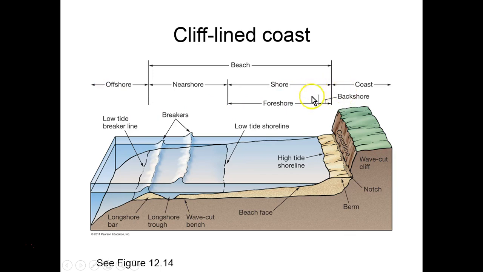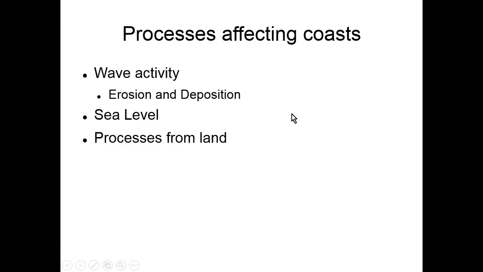Now the coast is going to be everything that is above water that extends to as far as it's affected by ocean conditions. Okay, so what kind of processes affect what the coastline looks like? There are three main categories: waves, sea level, and processes from land.